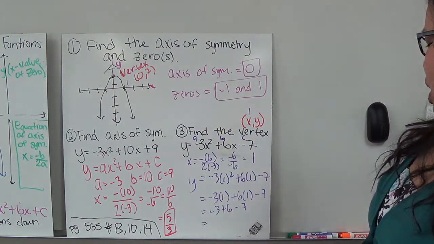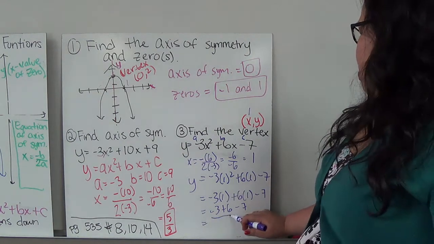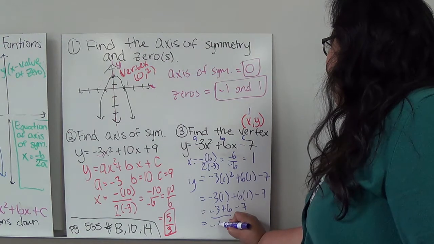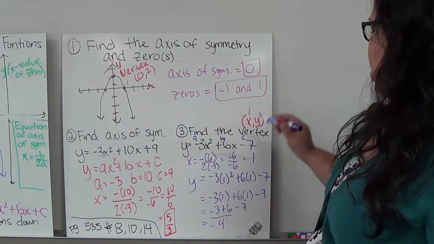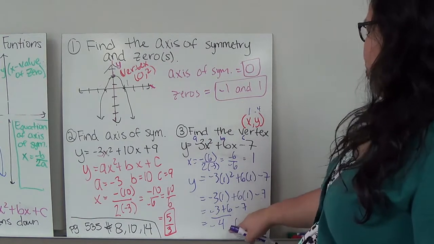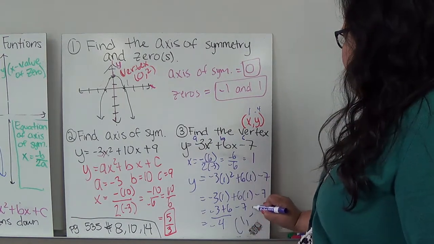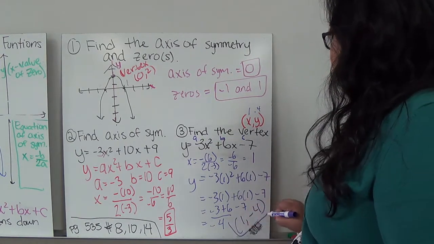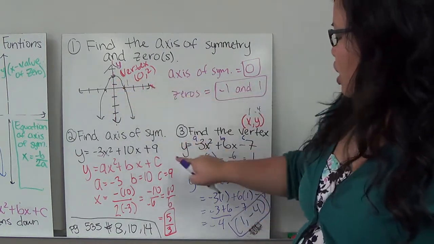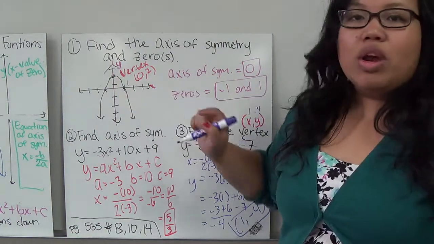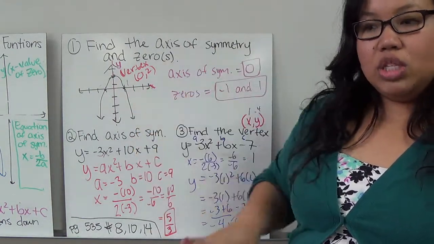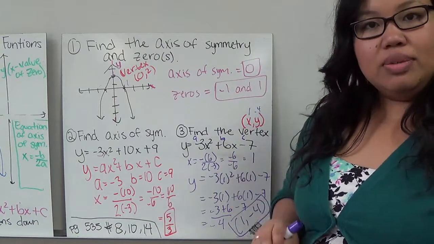-3 plus 6 is +3. Minus 7 is -4. Right? So my answer is not -4 or 1. It's 1, -4. So that means this would be that point on this graph. The point where it's either the top, the highest point, and it changes direction, or it's the bottom point and it changes direction. All right?